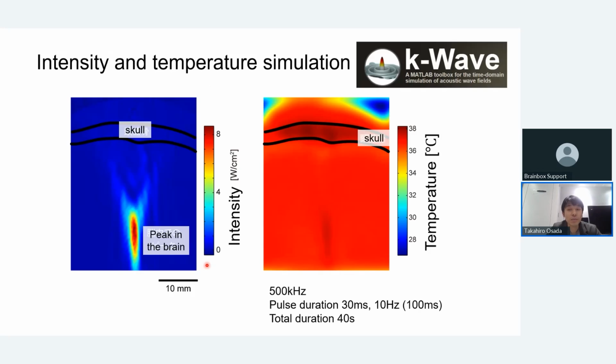When the ultrasound wave is applied to the brain, a focus comes here. The intensity in the brain decreases compared to the water condition because of the existence of the skull. Also, numerical simulation can be performed for thermal rise. After the ultrasound waves are applied for 40 seconds, the temperature rise is approximately 1 degree in the skull and 0.6 degree in the brain.